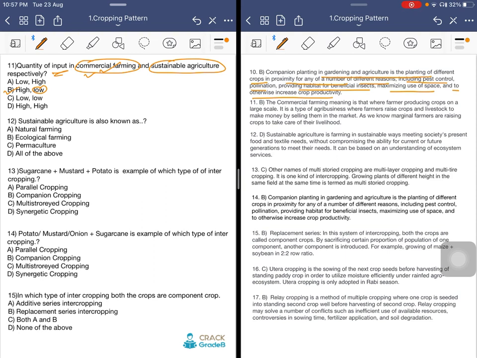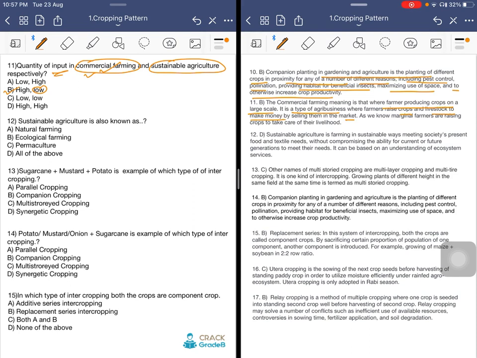Okay, therefore, commercial farming means where the farmer produces crops on a large scale. It is only for the business type. It is a type of agri-business where the farmer raises crops and livestock to make money by selling them in the market.